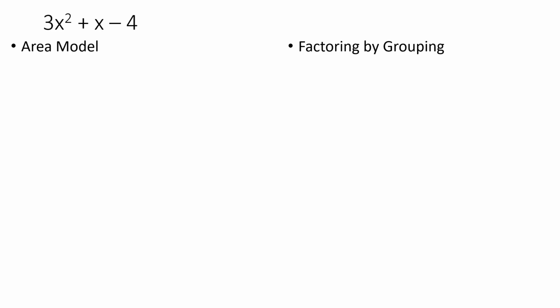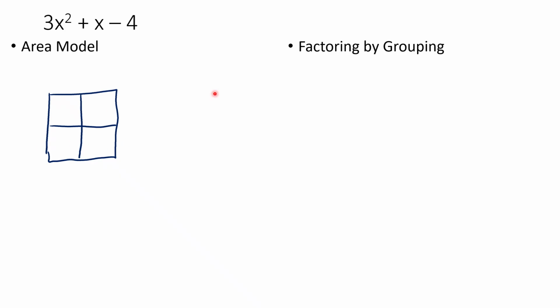So for the area model, make sure I have a color that will show up. There we go. We set up the rectangle, and what we want inside the rectangle is we want all of these terms to be represented inside the rectangle. This is the product, okay? And what we're looking for are the factors, which would be the base and the height.